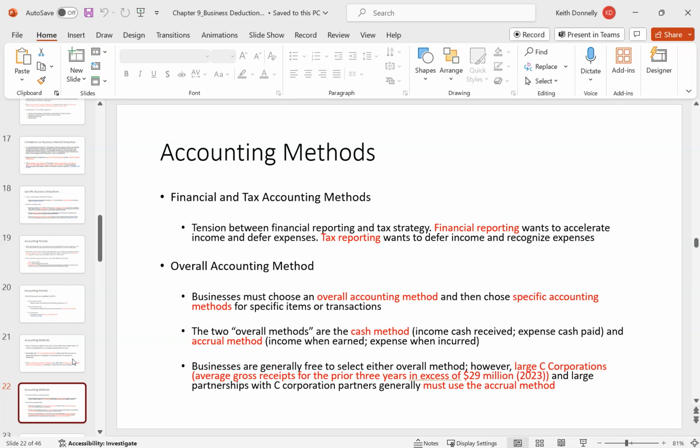Businesses can, for this overall method, generally choose. However, if you're a large taxpayer, remember that gross receipts test, you must use the accrual method. You don't have a choice. So if you work at a big four firm and your clients are all giant, most of those tax returns are using accrual methods. So that's one kind of headache for those bigger businesses. They must use accrual on the tax return.